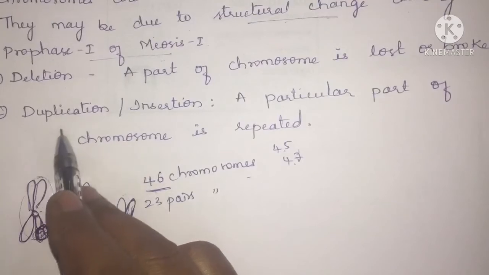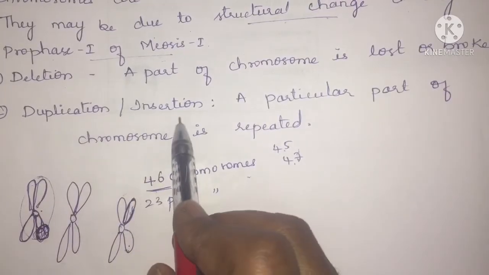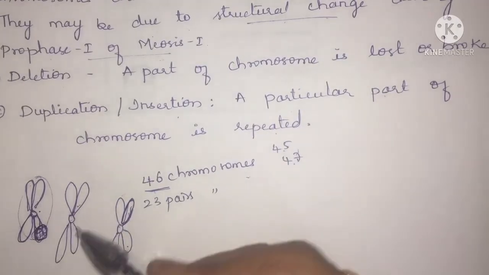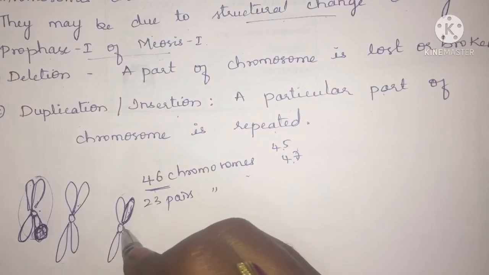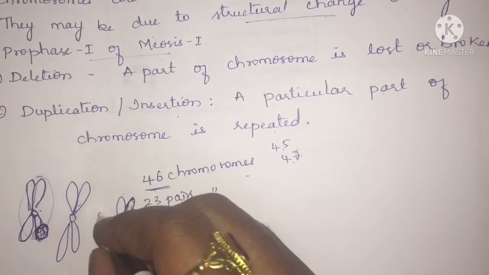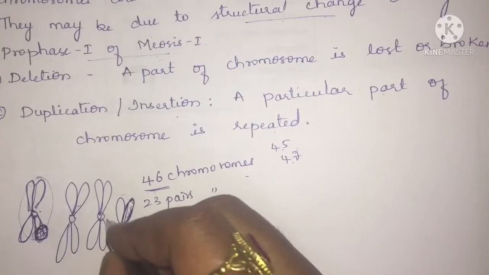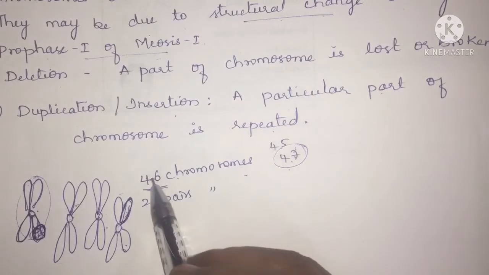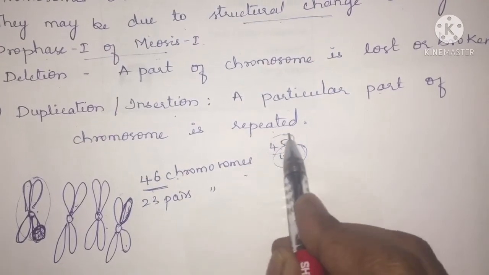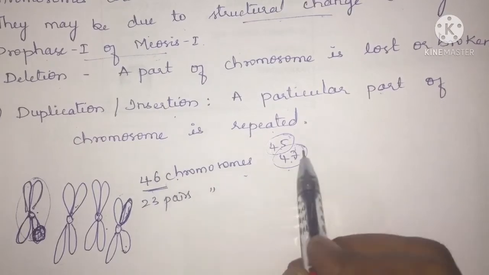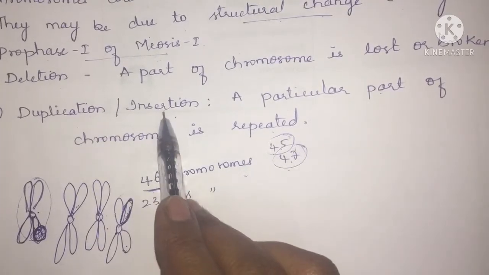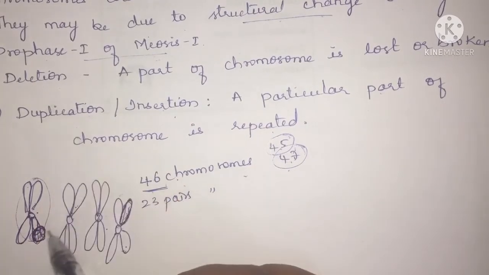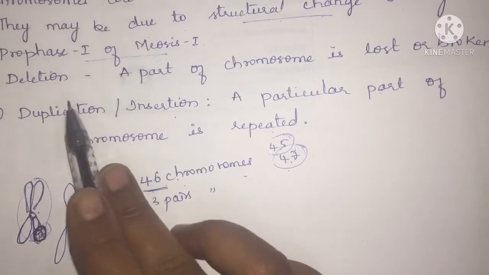Not only that, here you have duplication or insertion. A particular part of a chromosome is repeated. Now you can find the same chromosome, the same type, and one more similar chromosome is present. In place of 46, if we have 47, then it is duplication or insertion. In place of 46, if it is 45, it will be a deletion. A part has been lost, that will be a deletion.